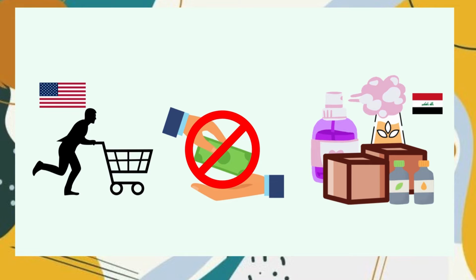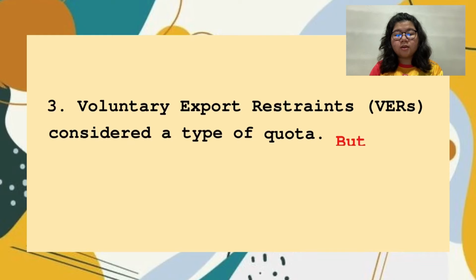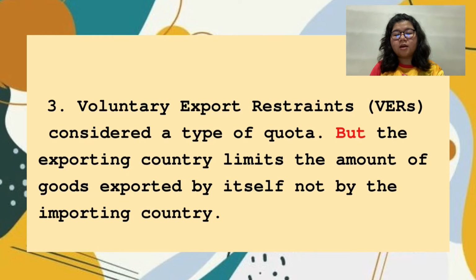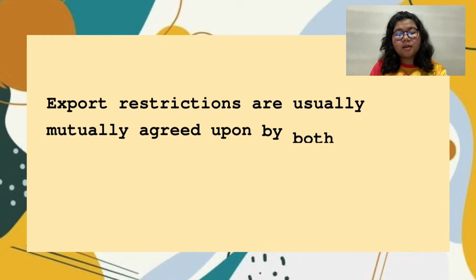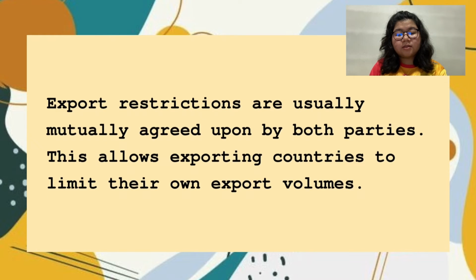As a result, product manufacturers in that country cannot compete freely in the world trade arena. This is considered a type of quota, but the exporting country limits the amount of export goods itself, not the importing country. In fact, such export restrictions are unusual and mutually agreed upon by both parties. This allows the exporting country to limit its own export.